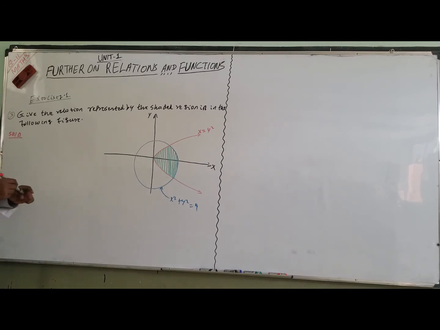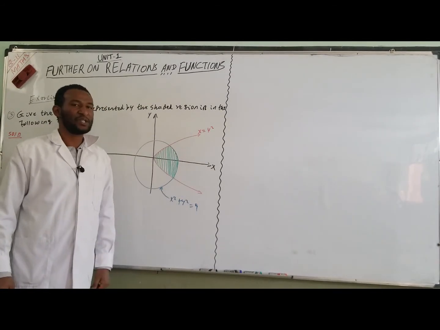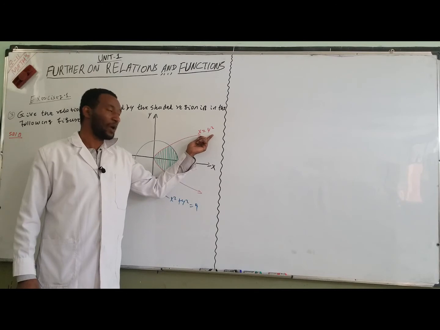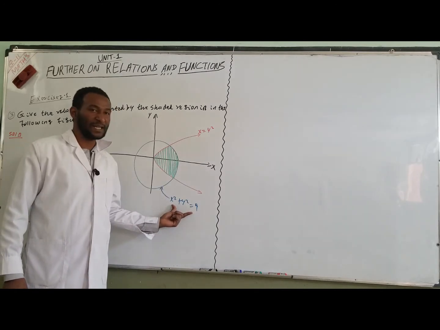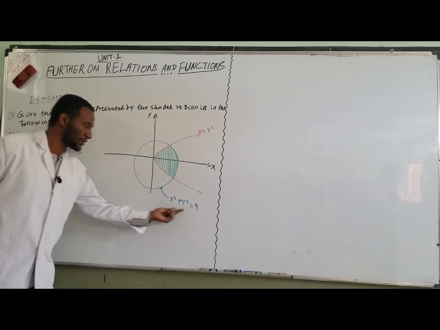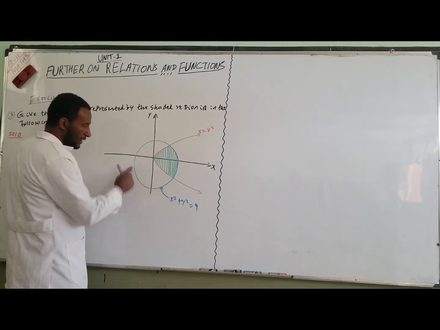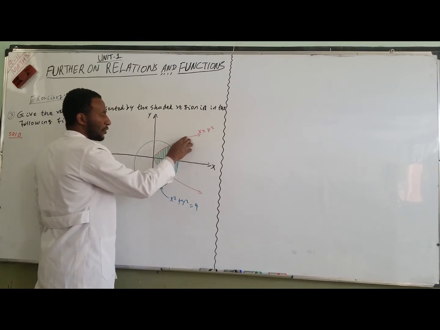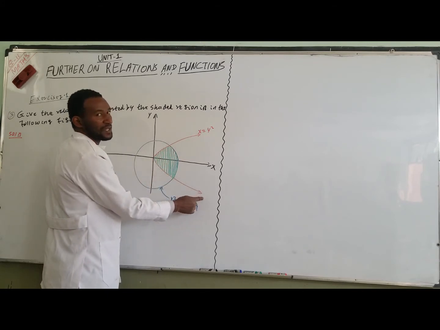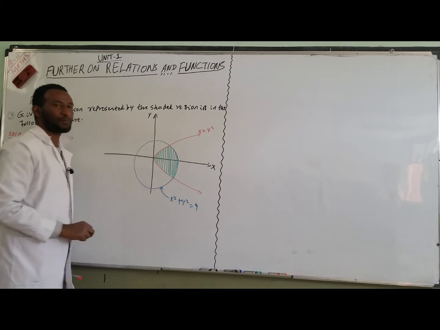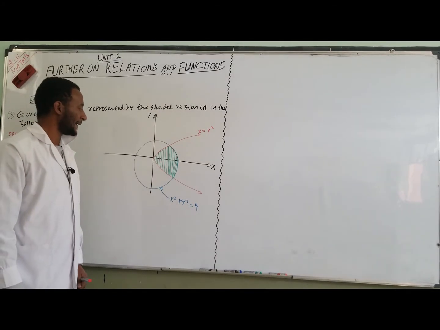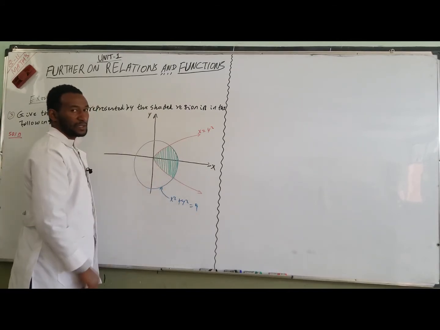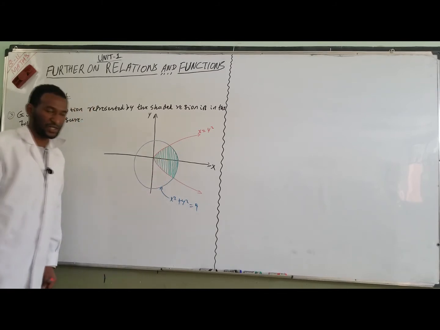When we find the relation that represents this shaded region, we have to change this equality equation, the equation of the circle, into an inequality, because the equation of the circle represents only these curves, and the equation of the parabola also represents only the points on this curve. Therefore, the region is represented by inequalities.